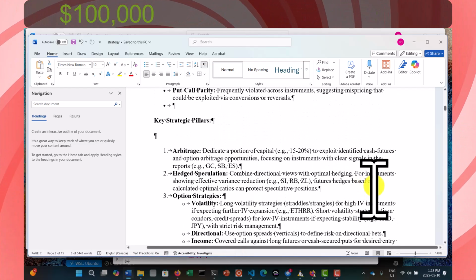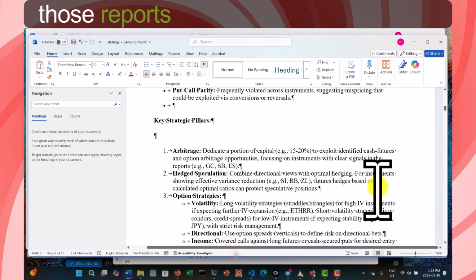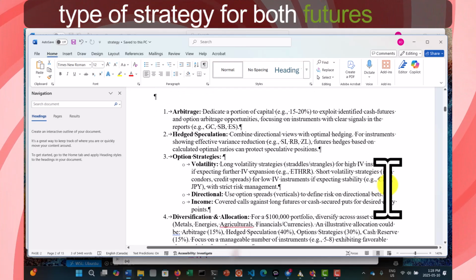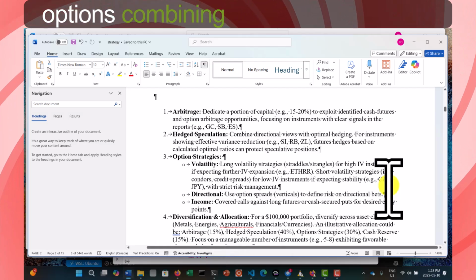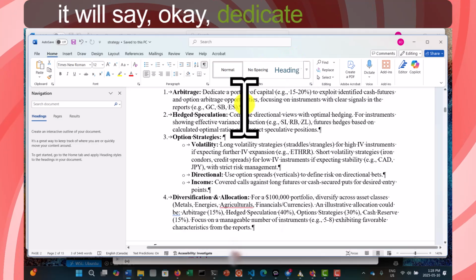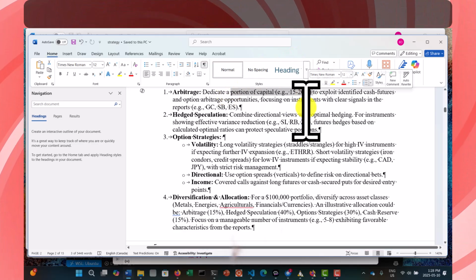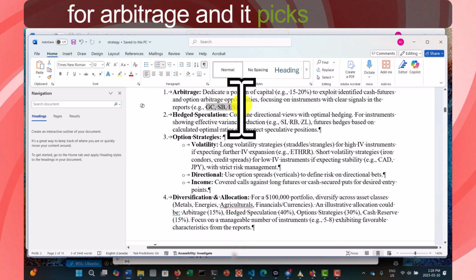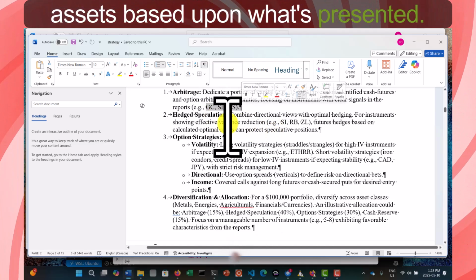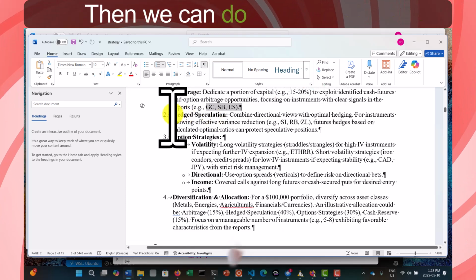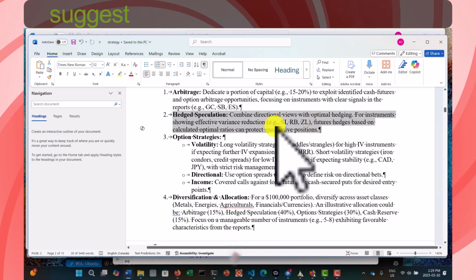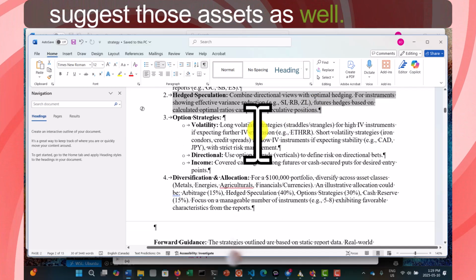Then it'll say, okay, overall, we're looking at the different overall strategies we can use if we gave it, let's say, $100,000 to choose from all of those reports to come up with a general type of strategy for both futures and options, combining them. Then it will say, dedicate 15% of the capital for arbitrage, and it picks out those assets based upon what's presented. Then we can do maybe hedge speculation. Again, same thing. It'll suggest those assets as well.